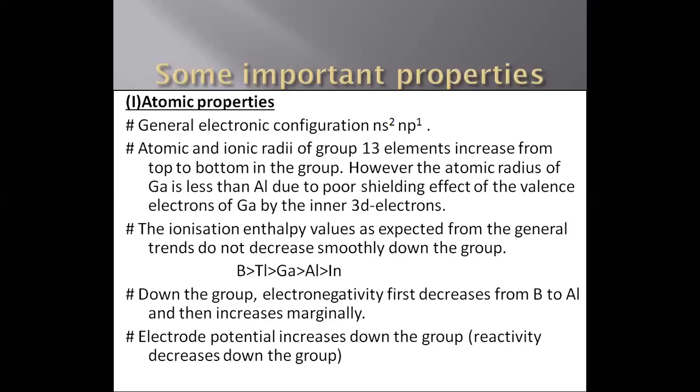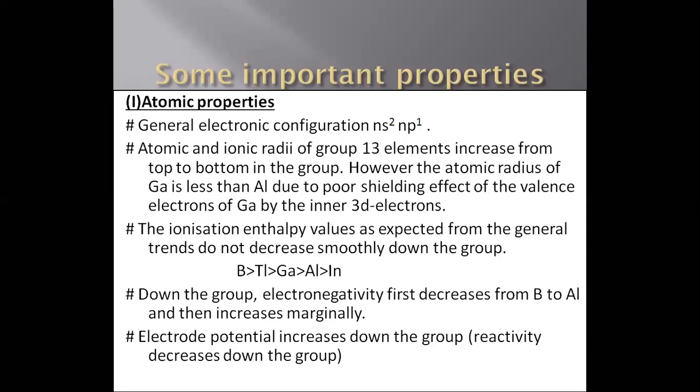So now let us talk about the atomic and the ionic radii of these group elements. We know the general trend of atomic and ionic radii down the group. They usually increase as the shells are added into the orbitals. Because of that, the atomic and the ionic radii go on increasing. But particularly for this group, there is a little variation. For example, you can see the second point. Atomic and ionic radii of group 13 elements increase from top to bottom in the group. However, the atomic radius of gallium is less than aluminium due to poor shielding effect.